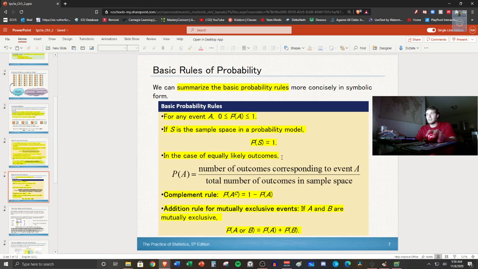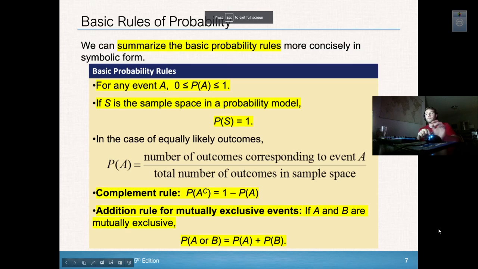We don't really actually need this one. Let me get rid of this. We have our rule. We don't really need it. It's the same exact rule. Okay? That's if there's equally likely outcomes, like rolling a 6-sided die. Next, the complement rule. Very important.